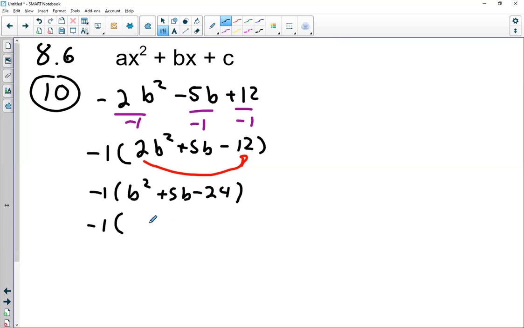6 and 1 doesn't multiply to 24. What are you talking about? 8 and 3. Good. B plus 8 and B minus 3. So you took a loan here when you moved the 2. You took a loan. You have to pay back your loans. So you got to pay divided by 2.